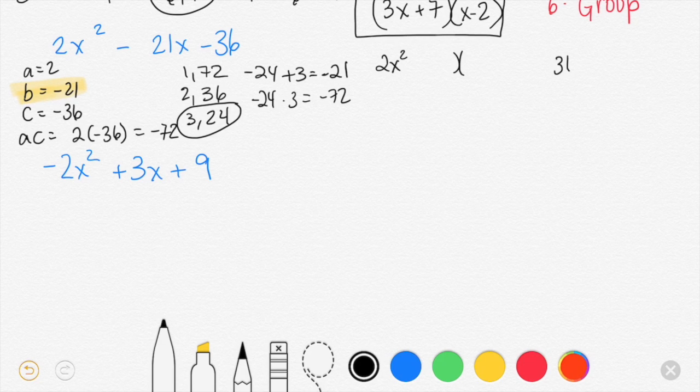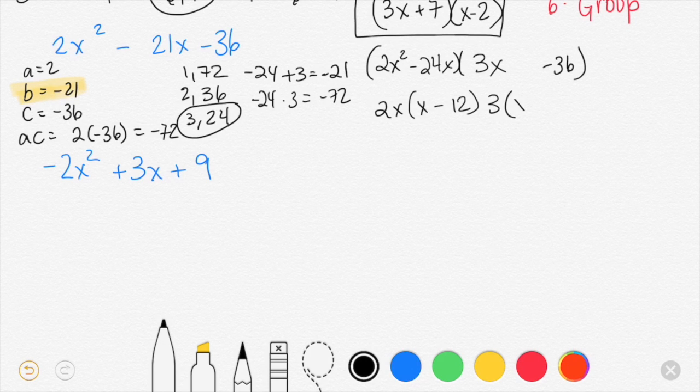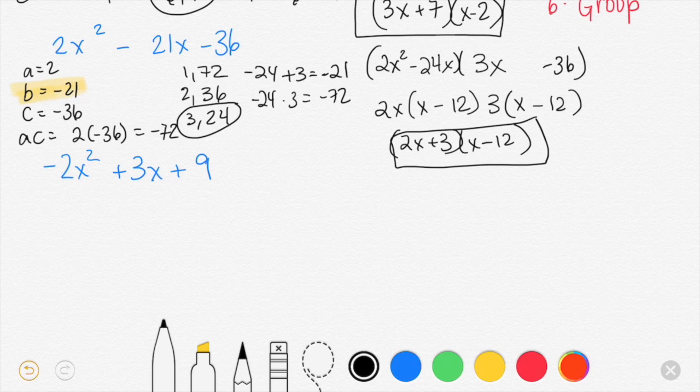Then I'm going to split the middle term and regroup them as two binomials. I'm going to factor out the GCF, 2x and 3, and I'm going to group them again. And that's my final answer. Same steps for the last problem.